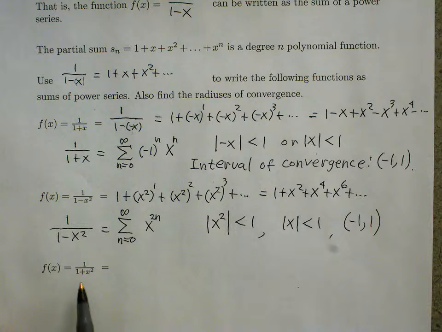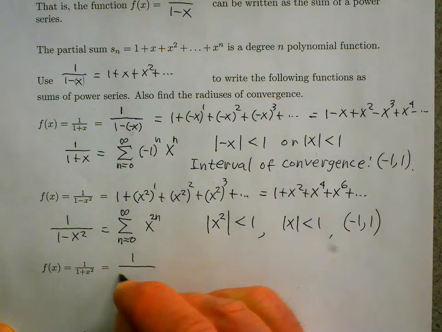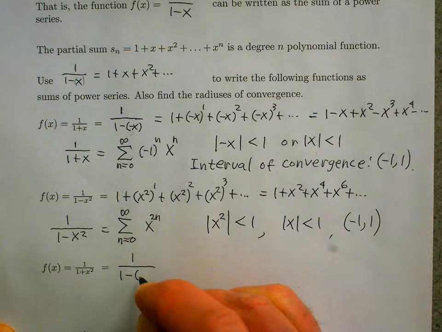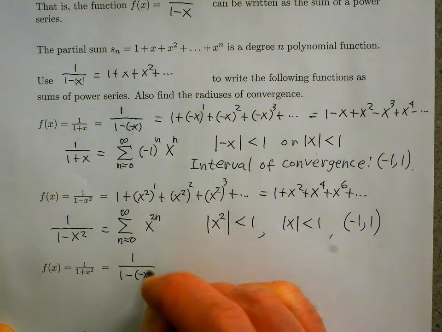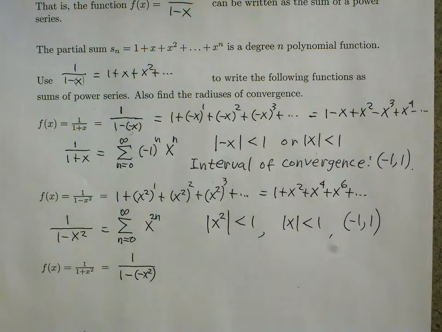Okay, the first thing I'm going to think of or write, I'm going to think of 1 over 1 plus x squared as 1 over 1 minus the term negative x squared. So we're in agreement that those are equivalent, right?